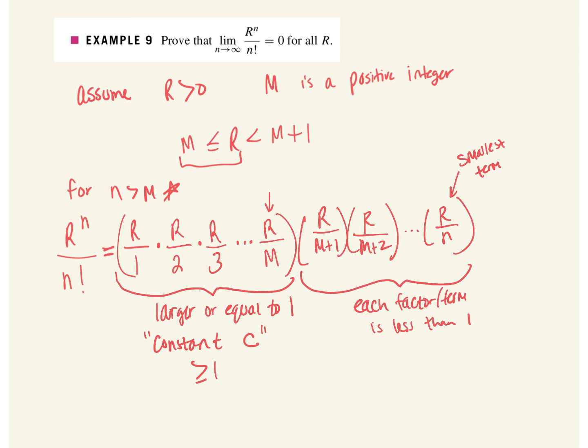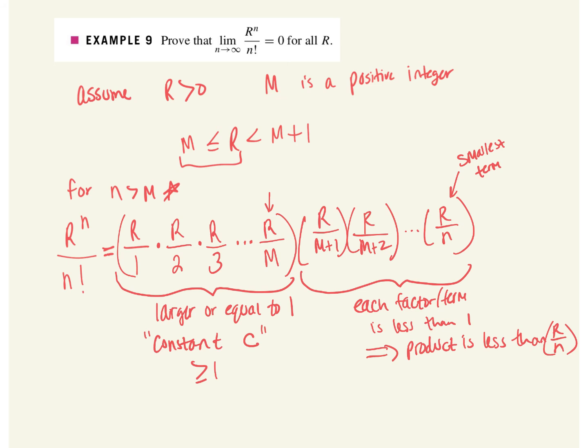Right. And therefore, the product must also be less than 1. And more importantly, not just less than 1, less than the very last term, r over n. Each of those individual fractions, r over m plus 1, r over m plus 2, etc., is less than 1, getting smaller and smaller. If I multiply fractions together, the product gets even smaller. So that product is less than r over n.